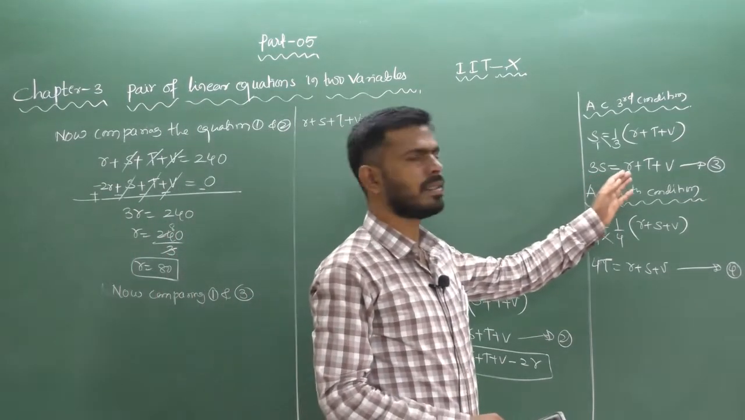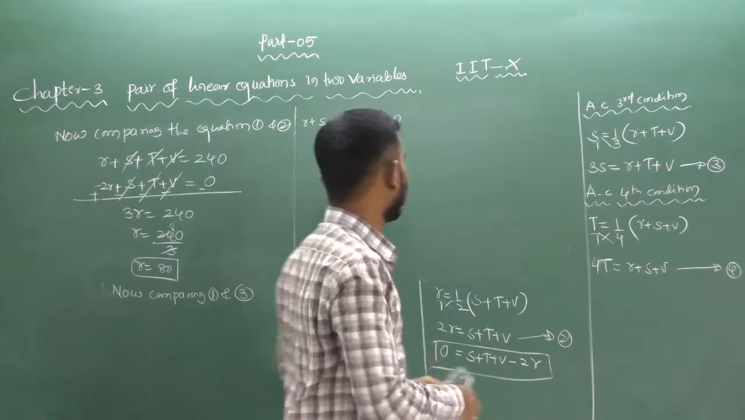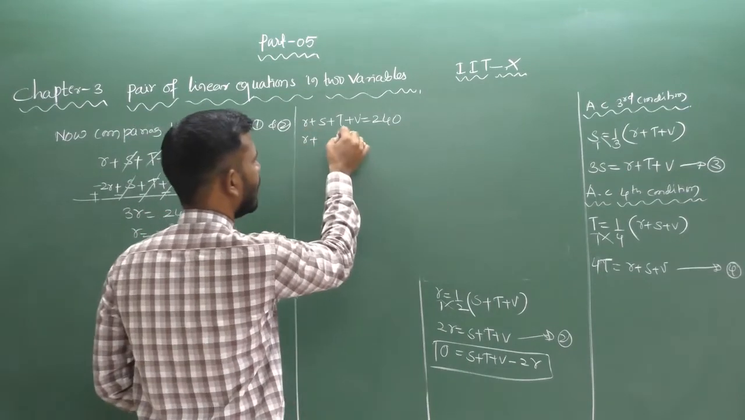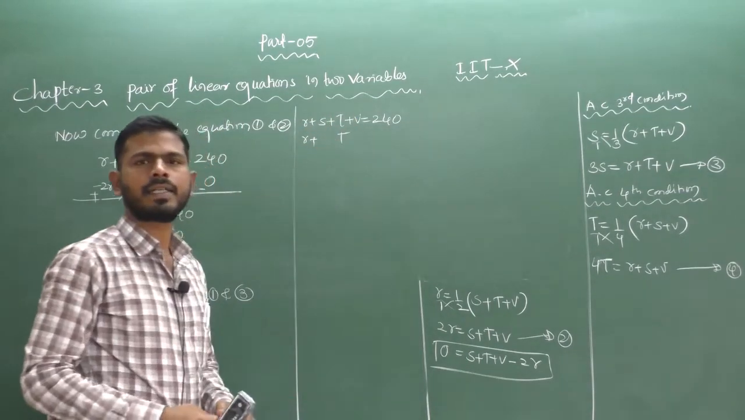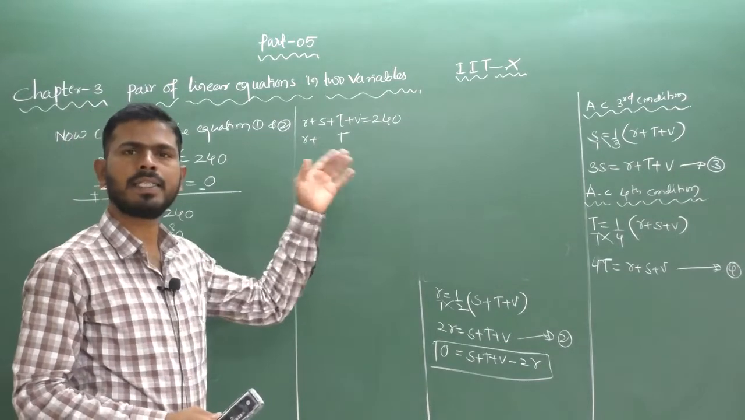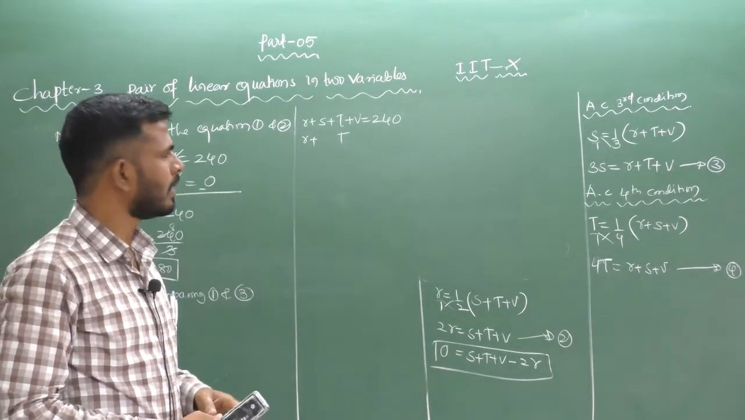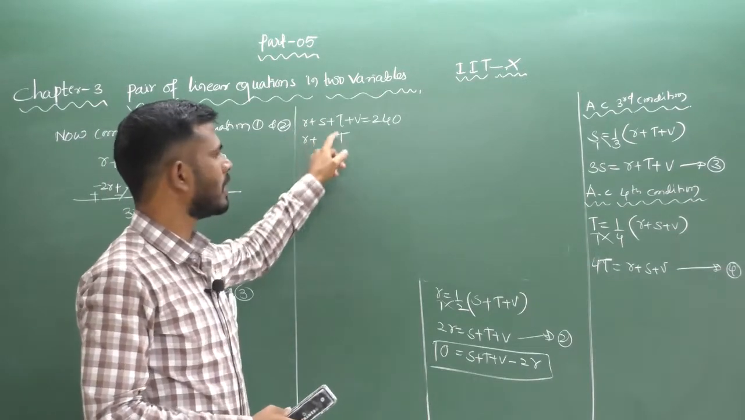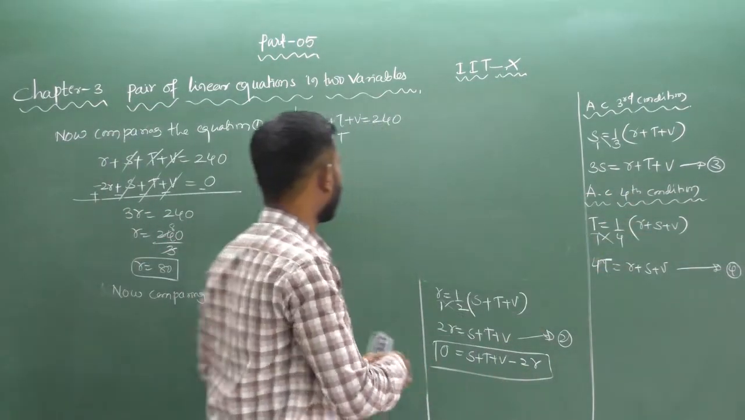Third equation is r plus t plus v. Here I have to write r plus t, you have to write t downside, you have to write the t only because it is easy to cancel or eliminate the term. Similar terms you have to write below only. Next this is r plus t. Next one is plus v.